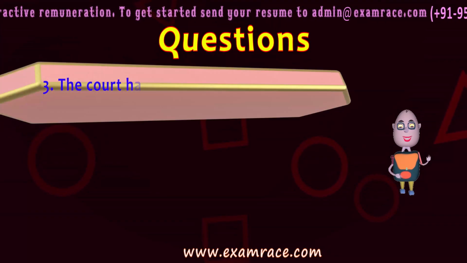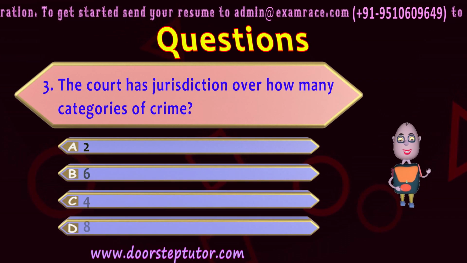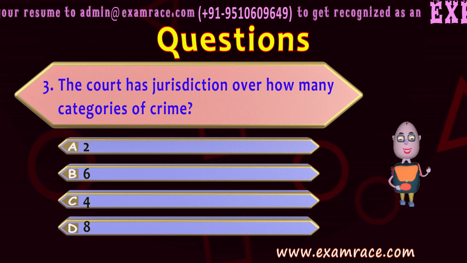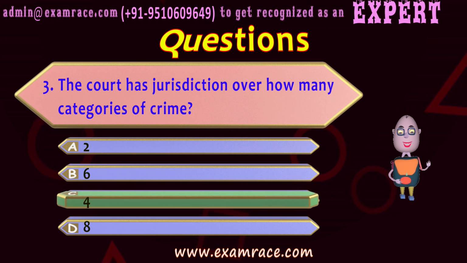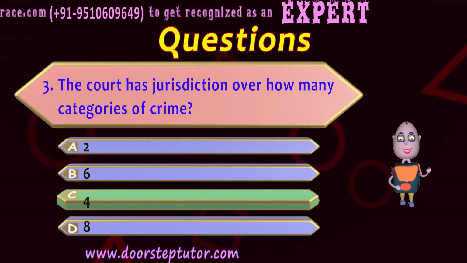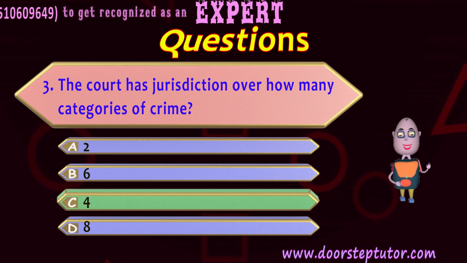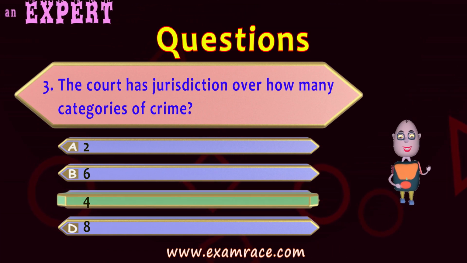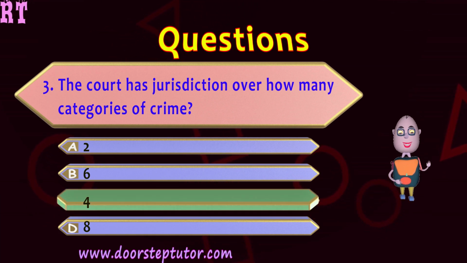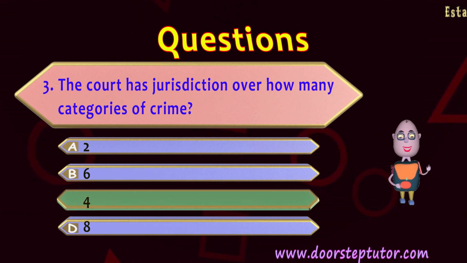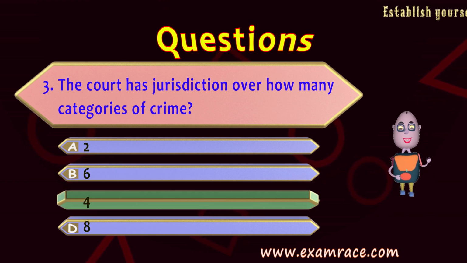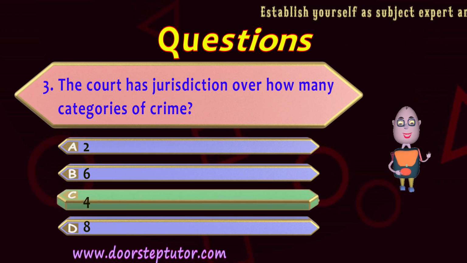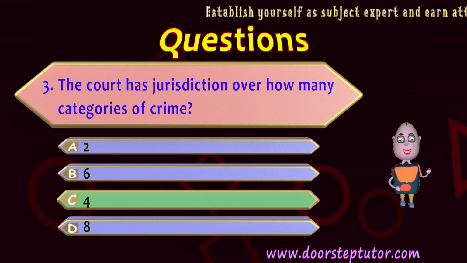Now the third question is: the court has jurisdiction over how many categories of crime? As mentioned at the start of the discussion, it has jurisdiction over 4 categories of crimes under international law. First, genocide, that is intent to destroy in whole or in part a national, ethnic, racial or religious group. Second, war crimes, that means grave breaches of the law of war, which also includes the Geneva Conventions, which prohibit torture and attacks on civilians such as hospitals or schools that should not be targeted.